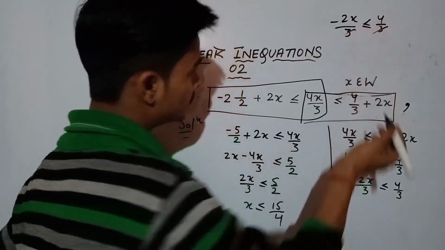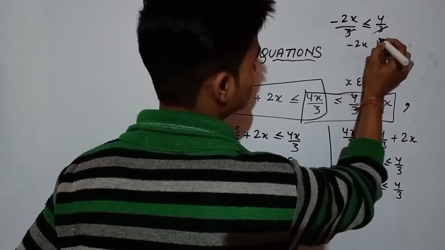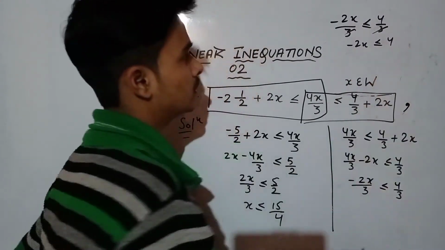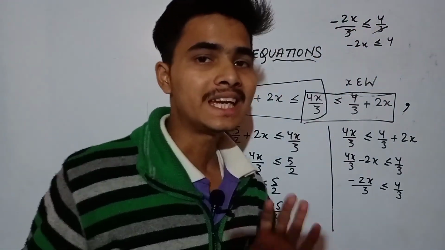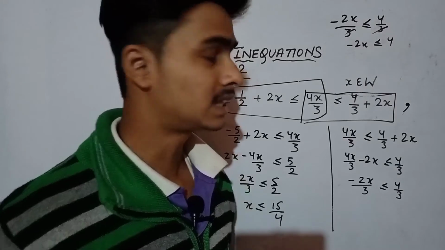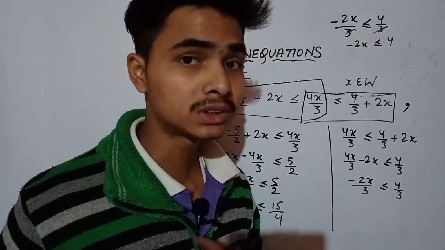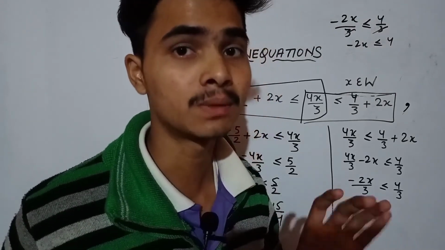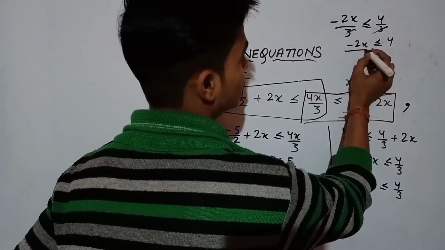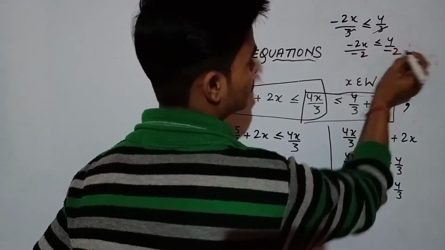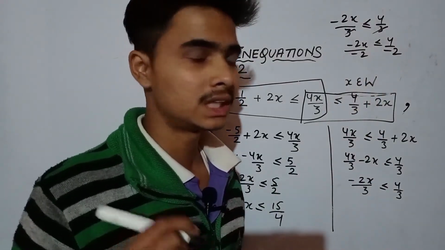So first of all, 3 and 3 will get cancelled. Okay, so what I have been left with is minus 2x less than or equal to 4. Now I want to make this side only x and nothing else, so that I can get a condition. So for that I am going to divide both sides by minus 2, so that this minus 2 and this minus 2 get cancelled and we are only left with x.